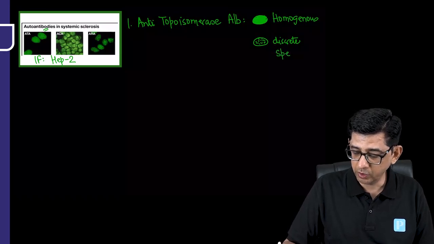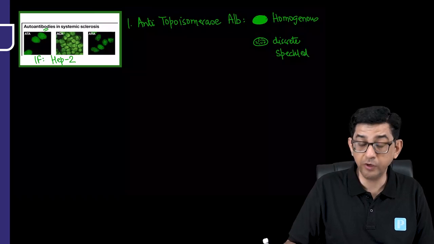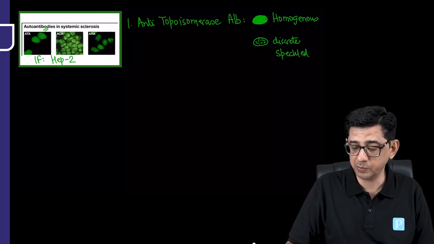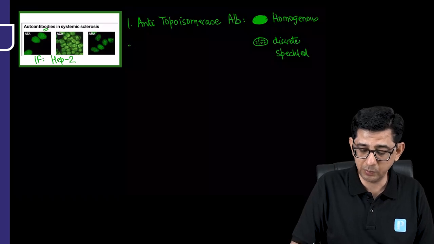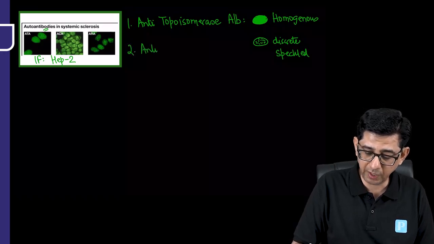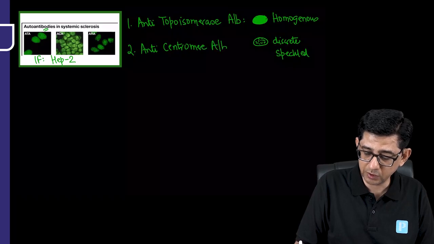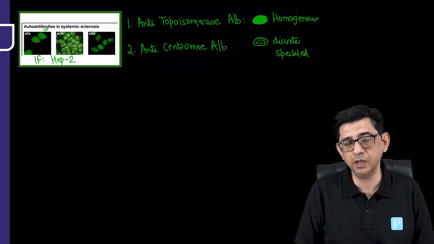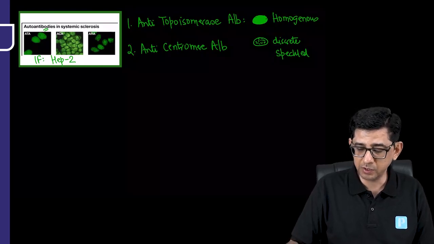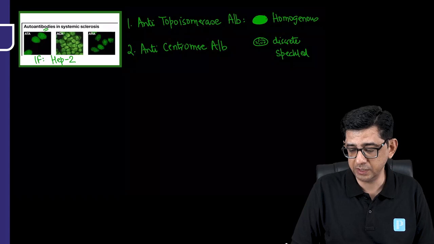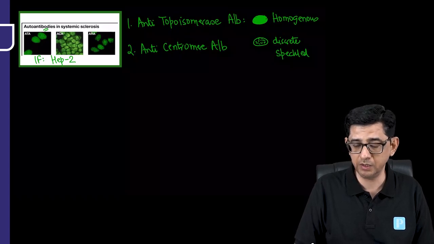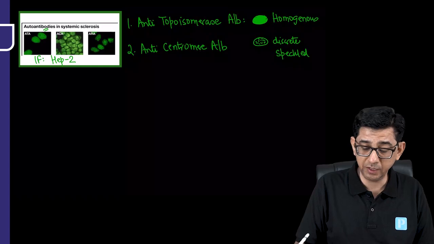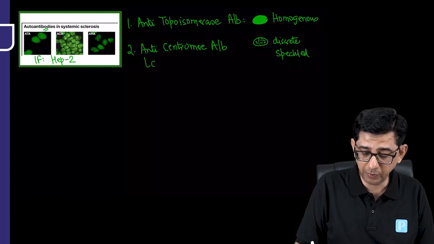And in case they give you an image where you can see these green dots, but they appear as a discrete speckled pattern, then you want to describe the second antibody, that is anti-centromere antibody. In the first one, the green spots are so close together that it's causing a diffuse homogeneous pattern. Here there are some gaps present between them. So that's why it has been described as a discrete speckled pattern, which is attacking the centromeres. That's anti-centromere antibody that is seen with limited cutaneous systemic sclerosis.